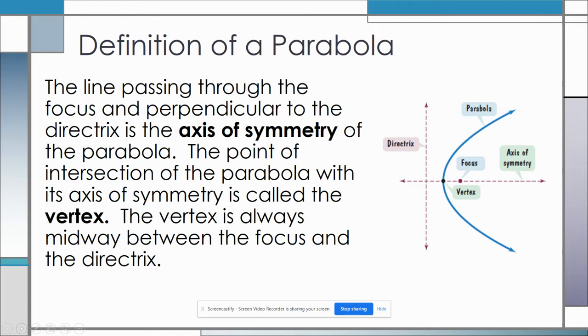The point of intersection of the parabola with the axis of symmetry is called the vertex. So the vertex, if the graph opens up and down, is either the highest or the lowest point. And now if it's opening left or right, it's either the farthest point on the left or the farthest point on the right. The vertex is always midway, the halfway point, between the focus and the directrix.